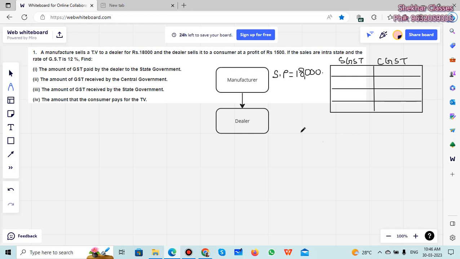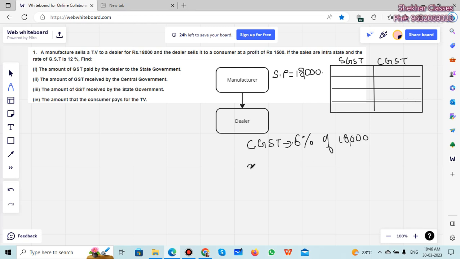See, first of all, we have to calculate how much is the tax that the dealer will pay to the manufacturer. So 6% is CGST out of the 12%. Let's calculate CGST first. It will be 6% of 18,000, and this will go to the central government.